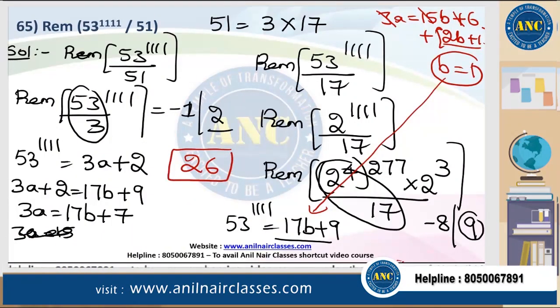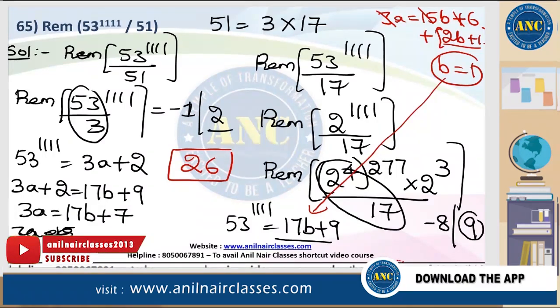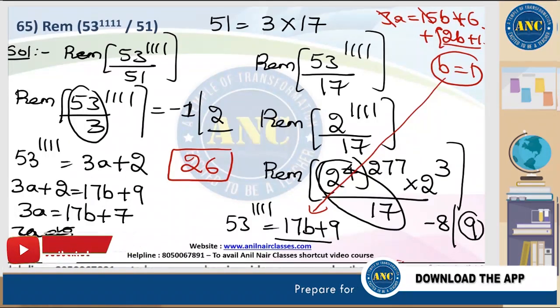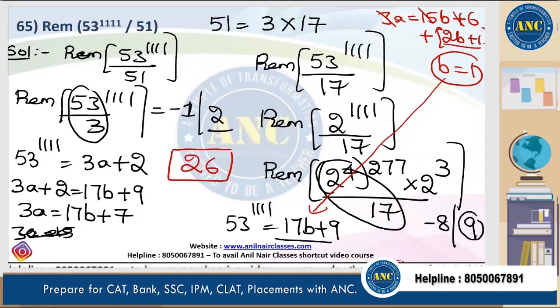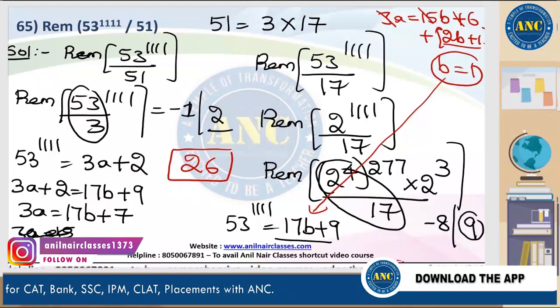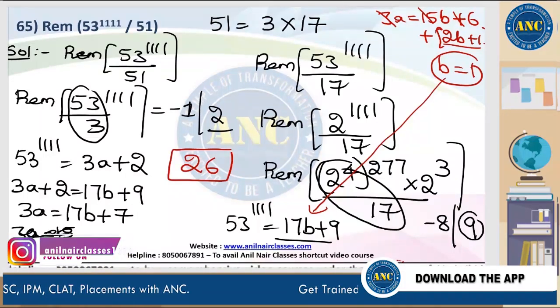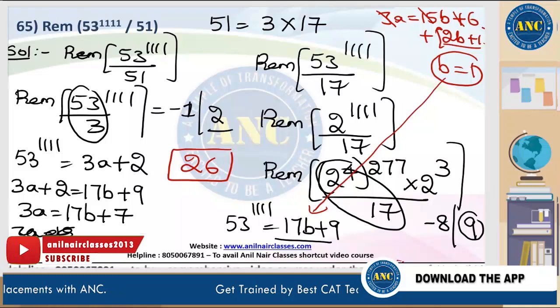Again, please observe the question carefully. 53 power 41 divided by 51. 51 is 3 into 17. If I divide by 3, 3 18s are 54, so it is minus 1 power odd, minus 1, positive remainder 2. So 53 power 41 when divided by 3, the remainder is 2.